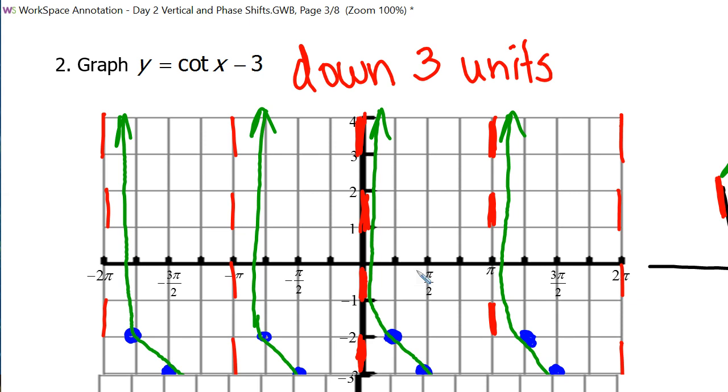Now we'll answer these orally. If they ask you for the phase shift, that means movement left or right. Did this graph move left or right? No, so you would put none. For vertical shift, which way did it shift vertically? Down 3 units. And for the period, what is the period length for cotangent? Pi. So pi units. Okay, next section.